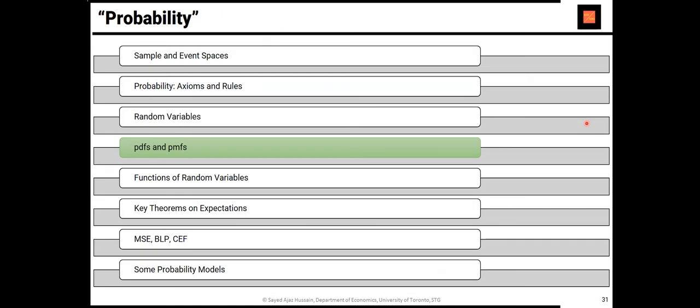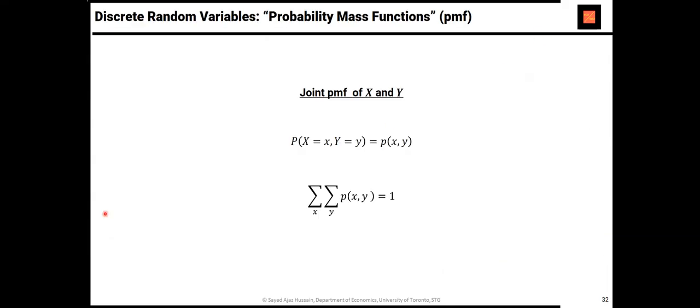We now go to PDFs and PMFs, probability mass functions and probability distribution functions. I'm going to talk about mass functions, which are essentially probability distributions for discrete random variables, by going deliberately this way.